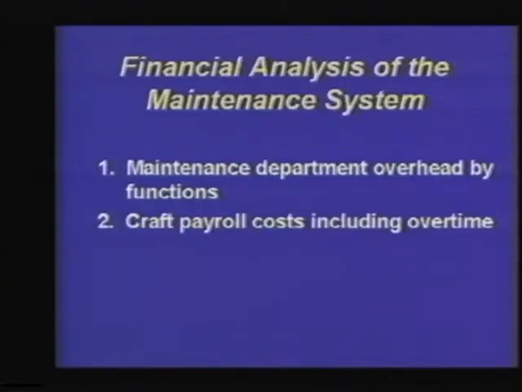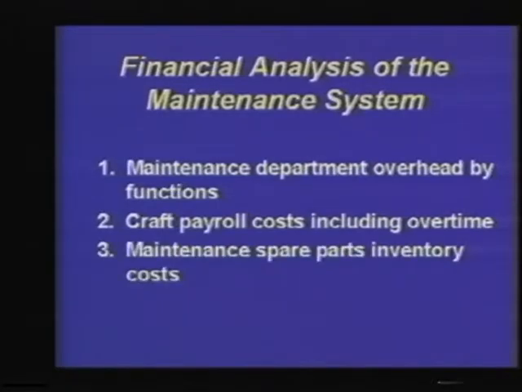Secondly, we want to have the craft payroll cost including overtime. And when we look at the utilization report, we can determine how well we're utilizing the payroll dollars. Item 3 is the maintenance spare part inventory costs. And here again, we can analyze this by individual part number. We could analyze this by, let's say, the family or the commodity code. And we could also analyze this by individual inventory classification code.